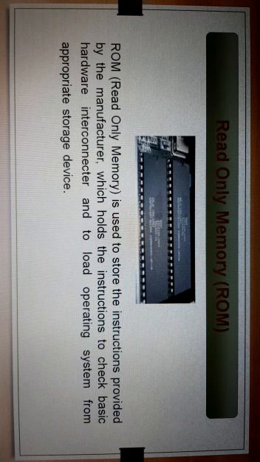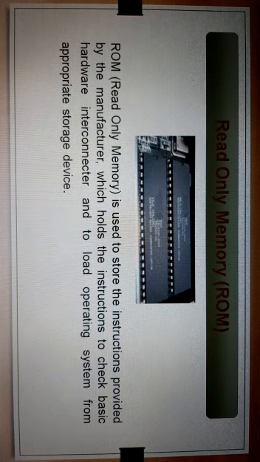The ROM, read-only memory, it means what? That means the user cannot write anything into it directly. All the contents that are stored in ROM are already stored by the manufacturer during the development of the chip. So the user can only read the instructions that are stored in the ROM.